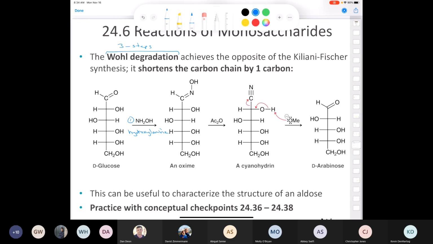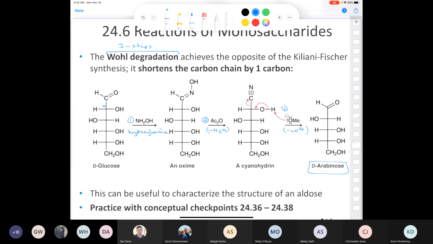And then you form an oxime, which we looked at earlier on in this class. After you form the oxime, you treat it with acetic anhydride. You end up losing water, and you form the cyanohydrin, and then you treat that with sodium methoxide in the last step, and you end up losing cyanide, and you lose a carbon. What's kind of cool here is that you could actually start with a pair of epimers, and you would only end up with one compound.